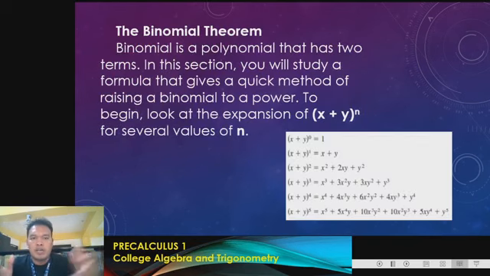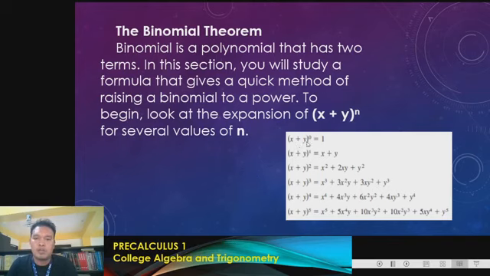So, to start with, the binomial theorem, a binomial is a polynomial that has two terms. So, pag sinabing binomial, we have two terms. So, we have x and y lang. So, ito, for example. Then, in this section, you will study a formula that gives a quick method of raising a binomial to a power. So, to begin, take a look at this example.